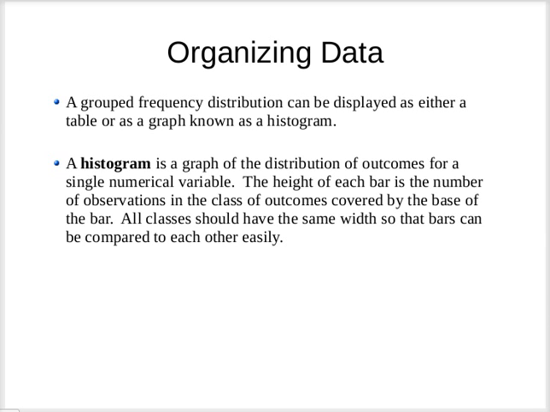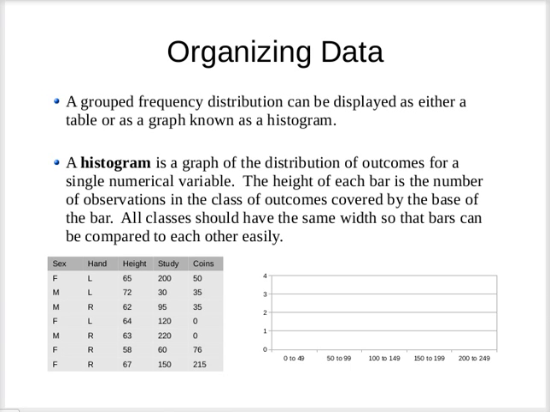This can be displayed as either a table, which we saw just before, or as a graph known as a histogram. A histogram is a graph of the distribution of outcomes for a single numerical variable. The height of each bar is the number of observations in the class of outcomes covered by the base of the bar, and all classes should have the same width so that bars can be compared to each other easily. Let's go ahead and look at an example of a histogram.